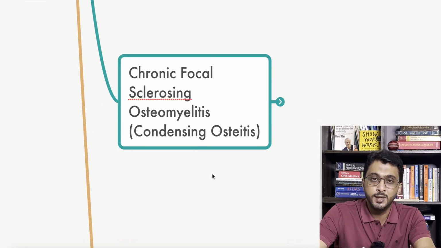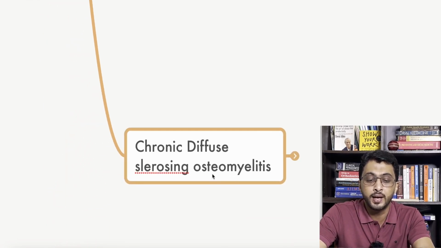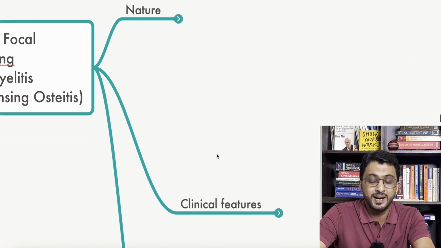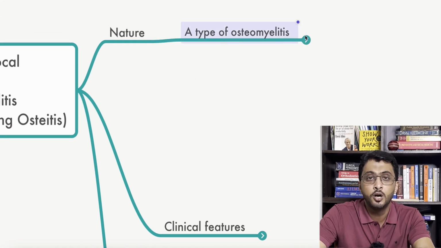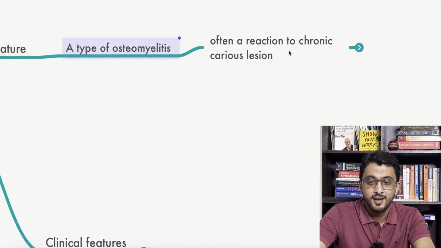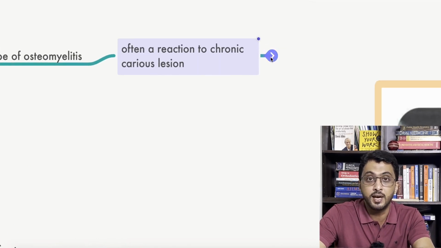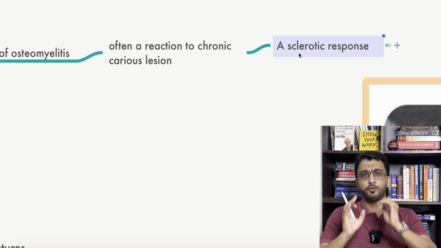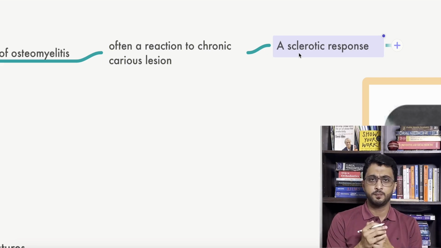Now, the two types of osteomyelitis. Quickly, I'll just come to that. Focal sclerosing and diffuse sclerosing osteomyelitis, two types. So focal sclerosing osteomyelitis, again the same methodology will go. Basically, it's a type of osteomyelitis which is a reaction to a carious lesion. Caries is there, and a sclerotic response. Why is the sclerotic response important here? Basically, if you have an osteomyelitis, what happens?